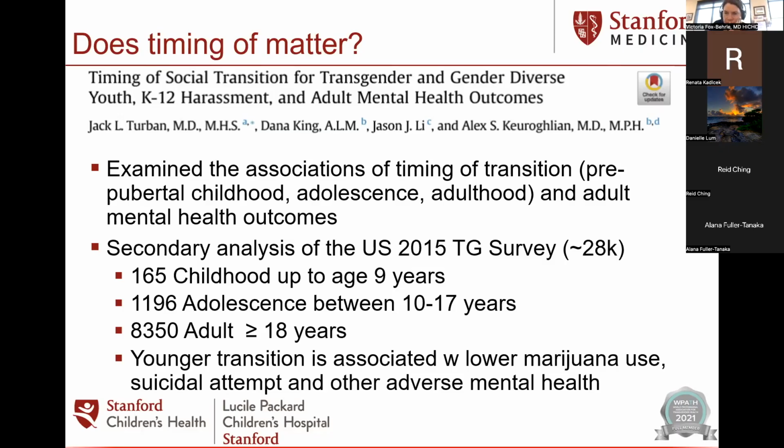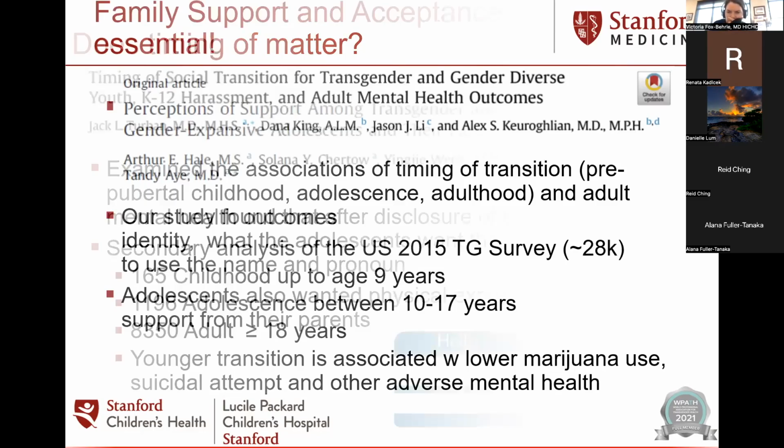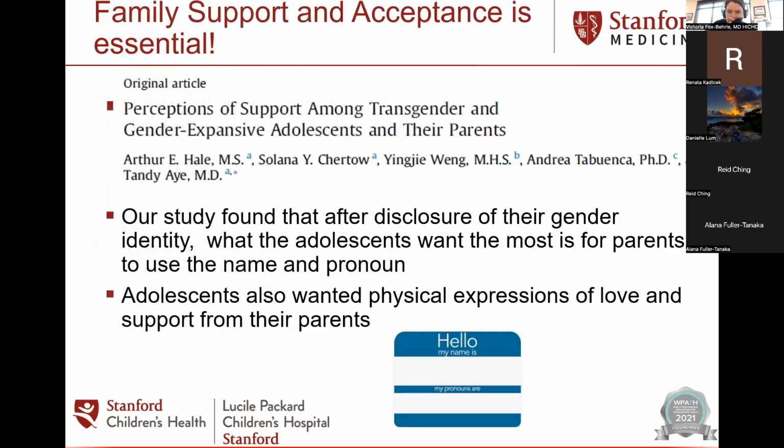So although the survey went out to a lot of people, not everyone, of course, completed the survey, but younger transition was associated with lower marijuana use, suicide attempt, and other adverse mental health, probably because they weren't trying to self-medicate or treat perhaps some of the anxiety and depression and stress that had been caused. And then finally, in another study, we asked all the families that came in, and we talked to the parents separately and the patients separately, asking what are the moments in which you learned, which we called kind of big milestone moments about your gender identity, talking to the family.